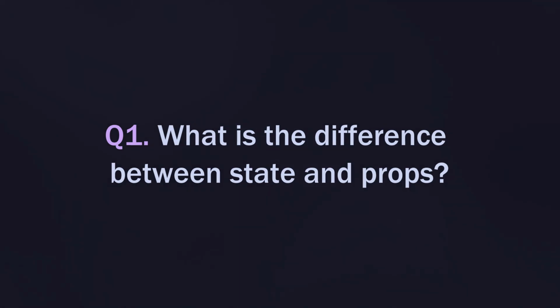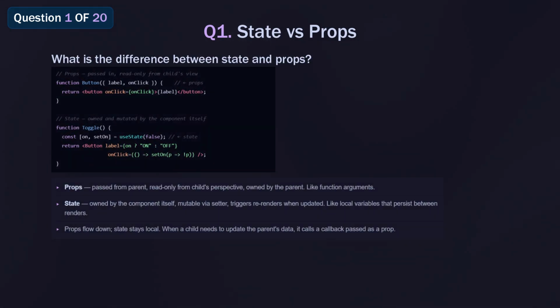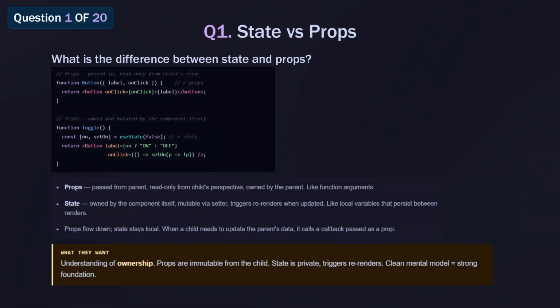What is the difference between state and props? Props are inputs passed from parent to child, read-only, owned by the parent. State is local data owned and managed by the component itself, mutable via the setter function. The mental model: props are like function arguments. State is like local variables inside the function that persist between calls.